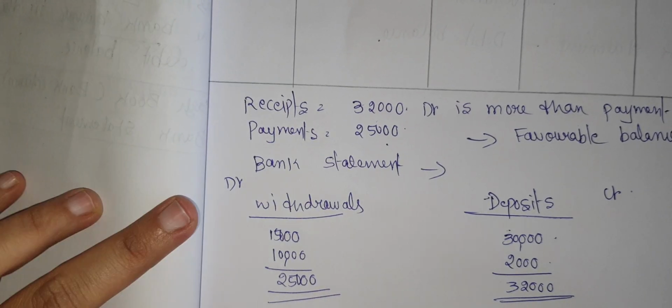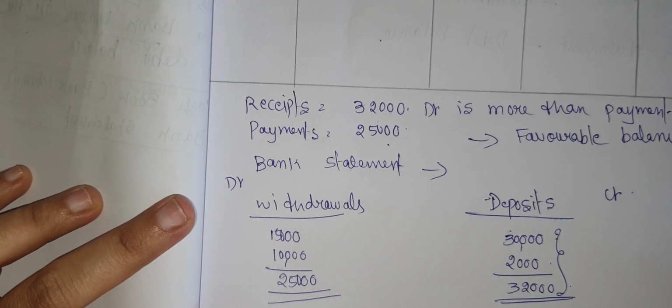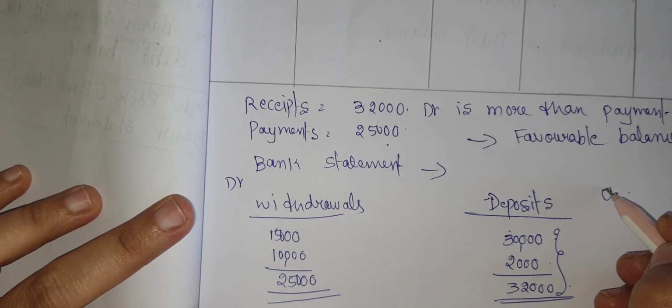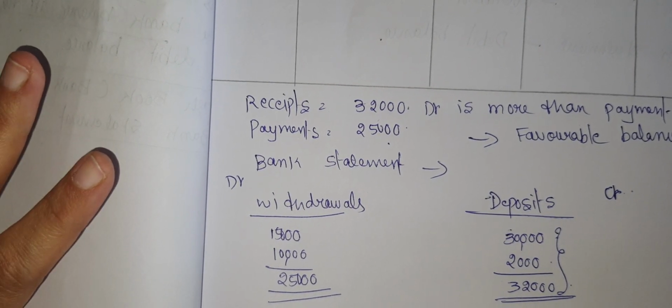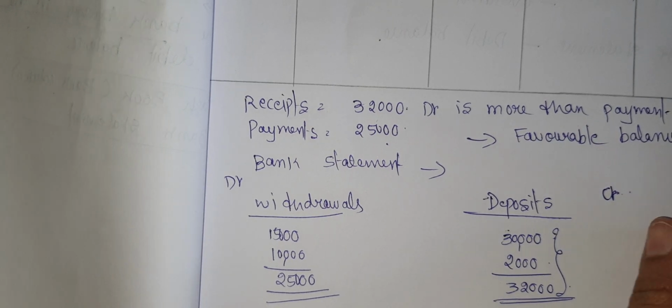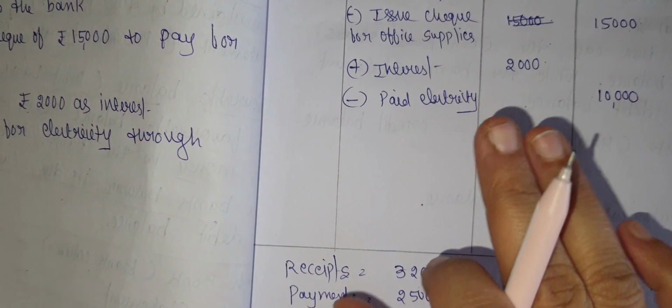See here, the deposits, they are more than the withdrawals. It means bank statement showing a credit balance. It means a favorable balance. Okay, I hope this example is clear to you all. This is about favorable balance.